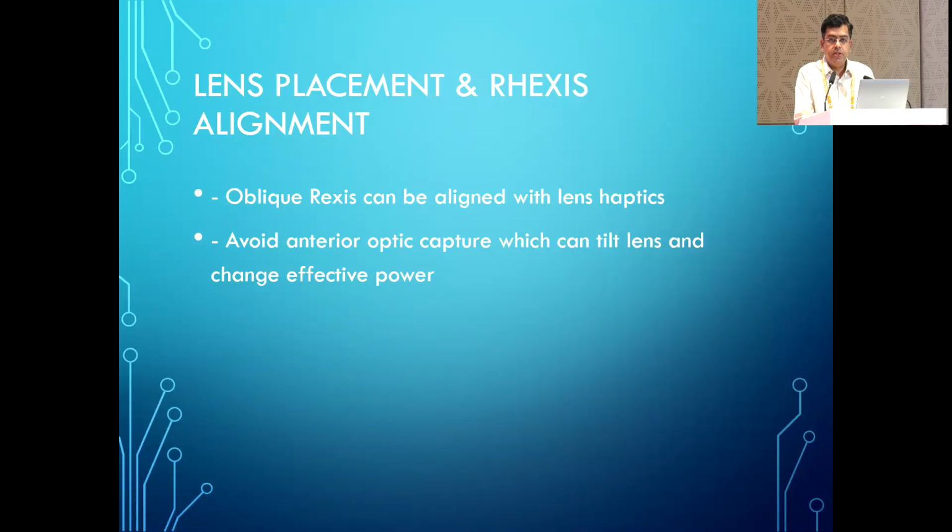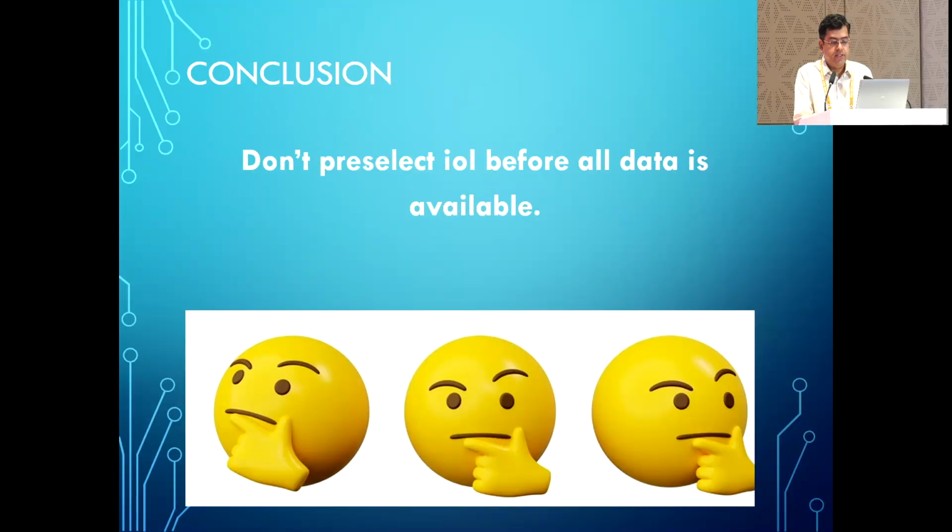So avoid optic capture. That's why I am saying, at the end of the surgery you can fill a little bit of air, so that there is no decentration or optic capture. So the conclusion is, don't pre-select your lens. Somebody walks in, a rich patient, and you think he is a computer engineer, so we are going to do this lens. Don't pre-select the IOL before all the data in your clinic is available, because only with all the data, from the cornea to the biometry and what surgery you are planning, can we choose the best IOL for the patient. Always keep options open. Thank you.